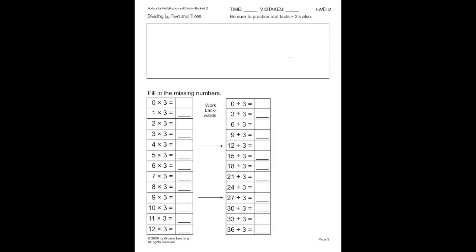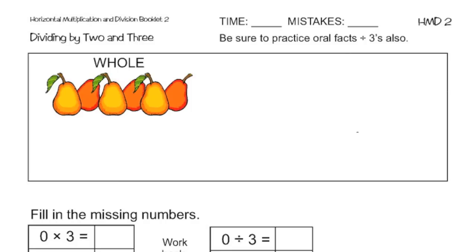Moving on to page number 9, it looks like we're going to work with dividing by 3's. So I'm going to go ahead and show the pieces of fruit here. And it looks like I have 6. Looks like 3 different sets of that. So it says if 2 times 3 is equal to 6, then 6 divided by 3 is equal to 2.